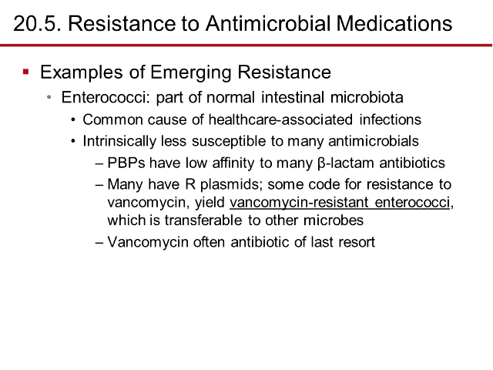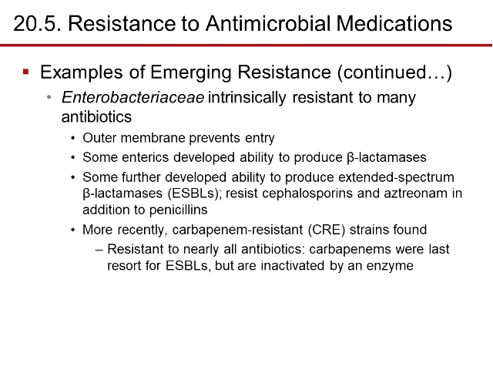Examples of emerging resistance are enterococci. They're part of the normal intestinal microbiota, and they're a common cause of healthcare-associated infections. Intrinsically, they're less susceptible to many antimicrobials, and the PBPs have low affinity to many beta-lactam antibiotics. Many have R plasmids, and some code for resistance to vancomycin. They yield vancomycin-resistant enterococci, which is transferable to other microbes. And vancomycin is often an antibiotic of last resort when we're talking about infections, so that's kind of important.